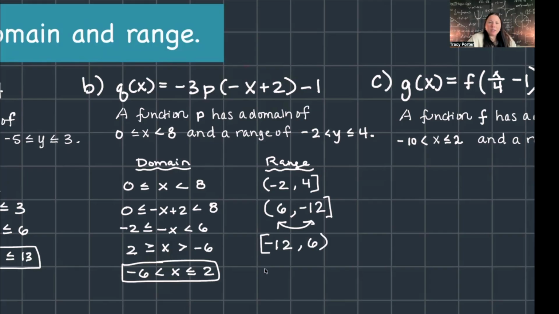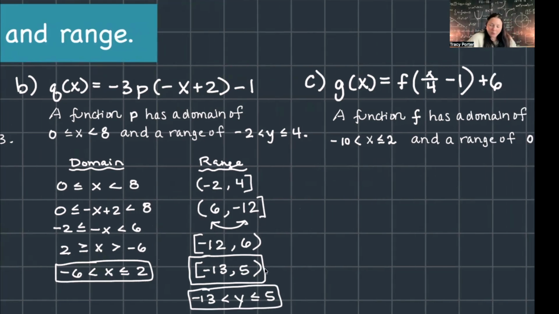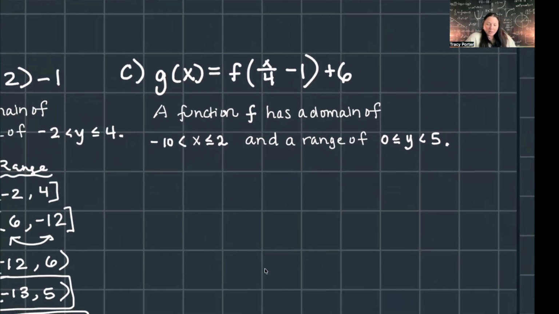And then we need to shift it down 1. So we're going to subtract 1. So our final answer is going to be -12 minus 1, and then 6 minus 1, like so. Okay, so that's the new range. And of course, you can put it in the inequality notation as well. So either which way. Okay, so the last example here, we're going to do the same thing. We're going to have the domain, and then we're going to write the range.